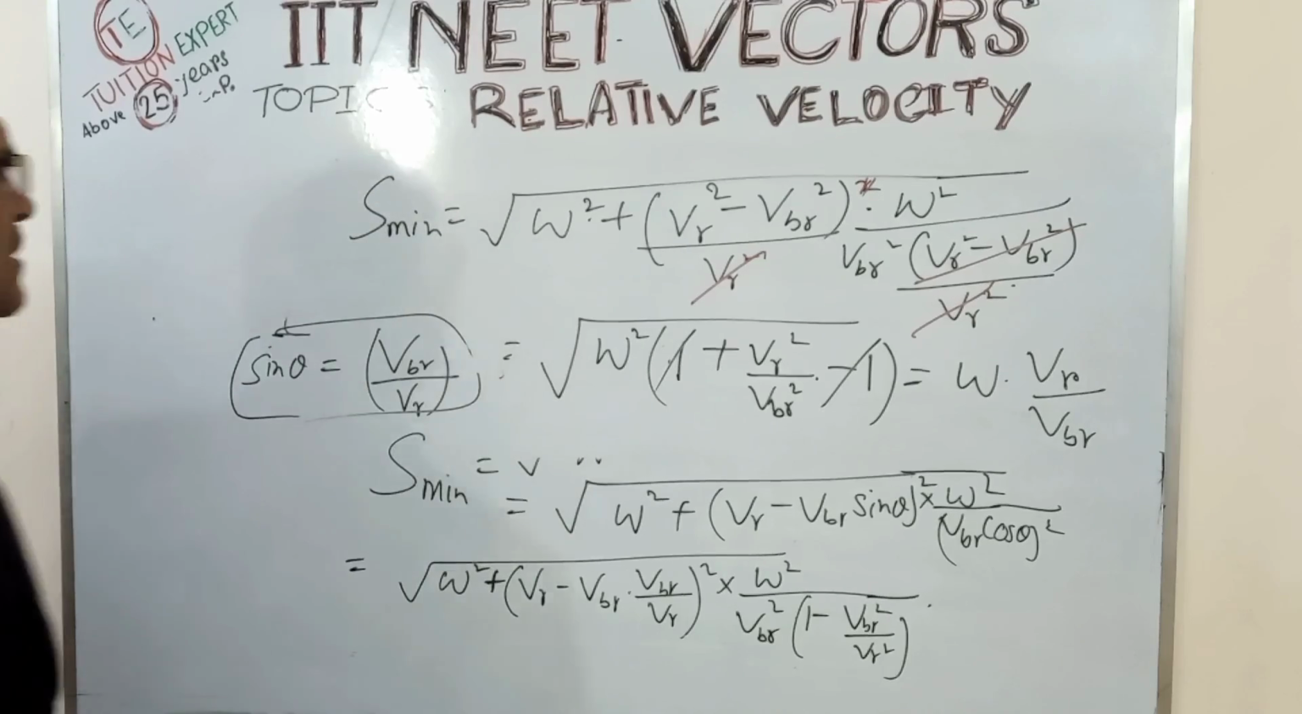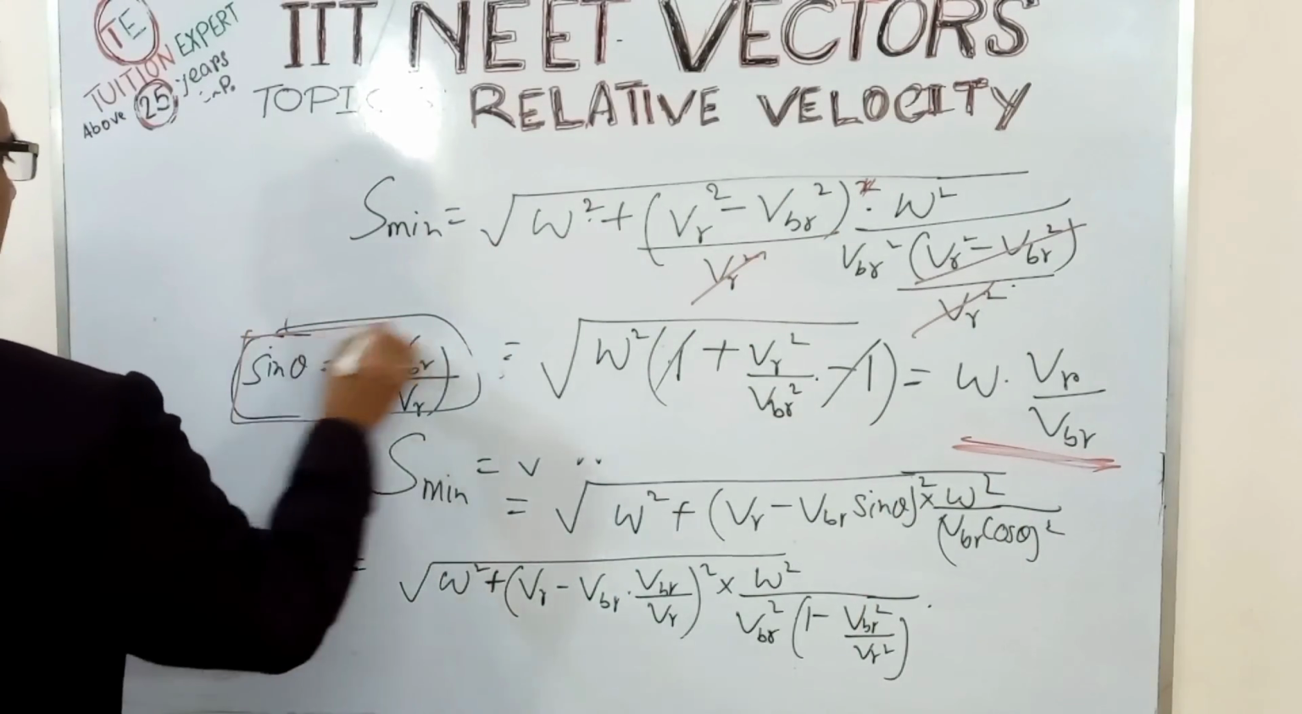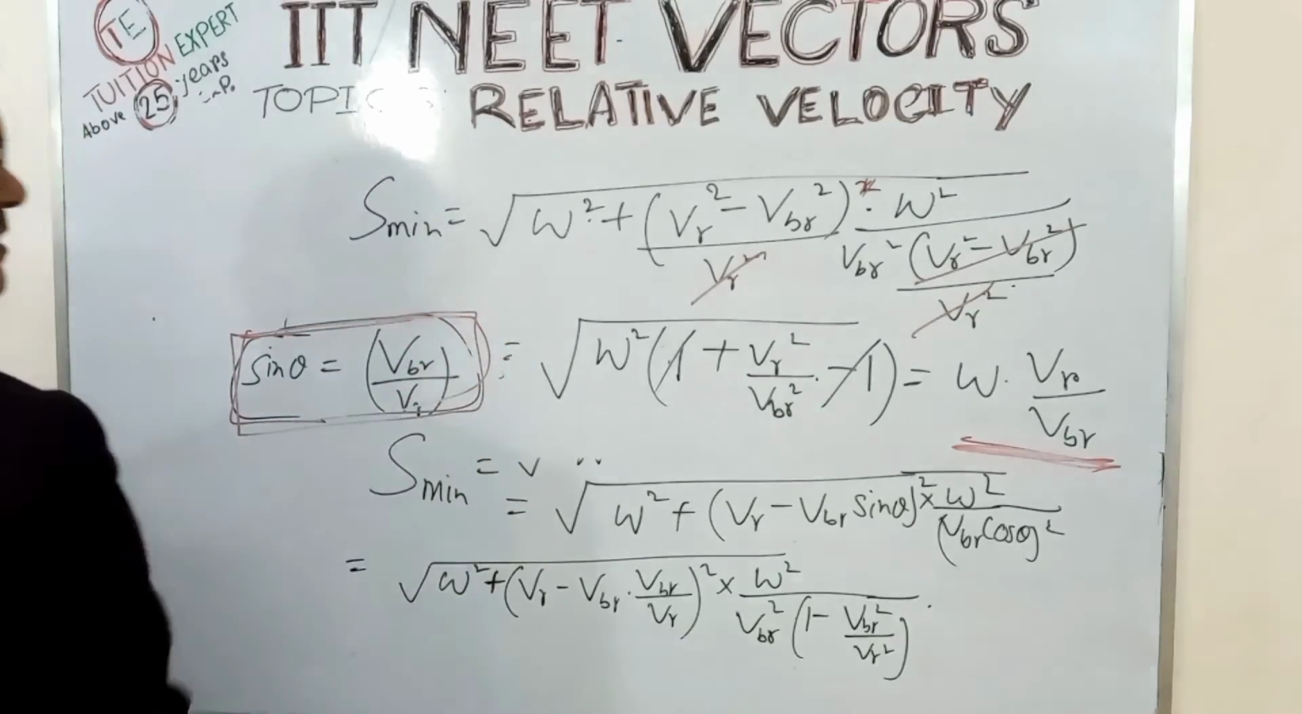So the result is S minimum equal to this, and the angle at which the boatman steers is this. So this is the result.